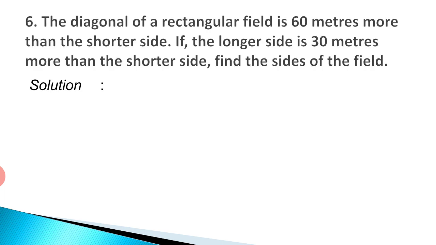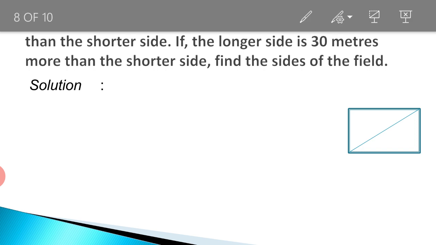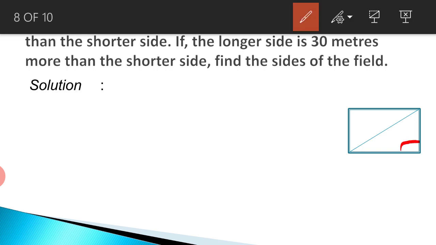The diagonal of a rectangular field is 60 meters more than the shorter side. If the longer side is 30 meters more than the shorter side, find the sides of the field. Is it okay? Now here we are going to talk about a shape that is rectangle. So we draw rectangle and then diagonal. Then it is very clear that when we talk about rectangle and diagonal, you get a right angle triangle.